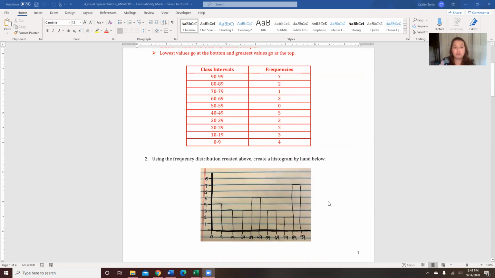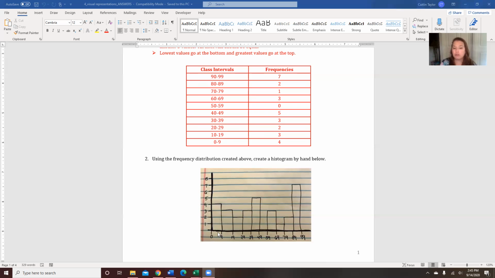Number 2 then is saying, using the frequency distribution, draw a histogram by hand. Again, these don't need to be perfect. I'm having you do them by hand just so you understand when we look at the frequency polygons on paper and in Excel, we know where the frequency polygon comes from, and that the frequency polygon comes from a histogram.